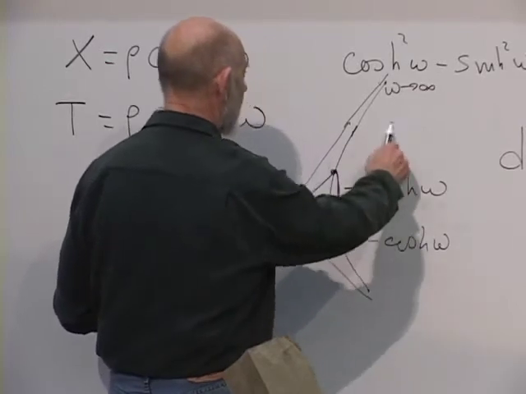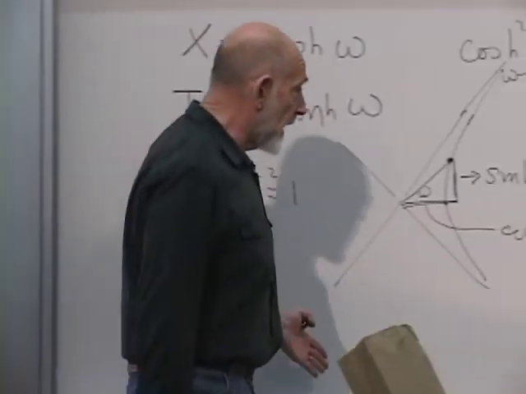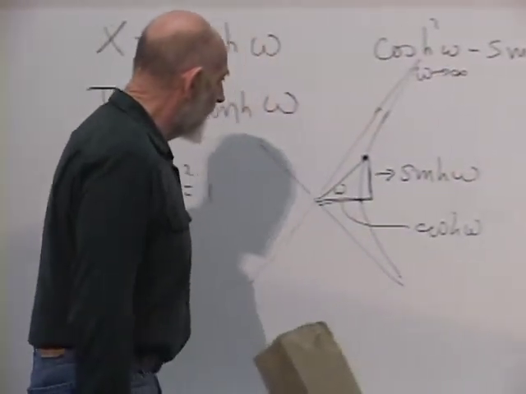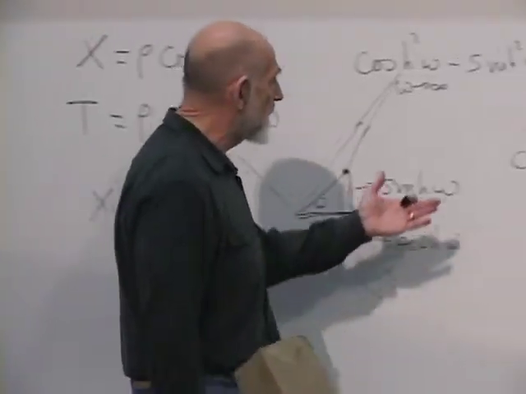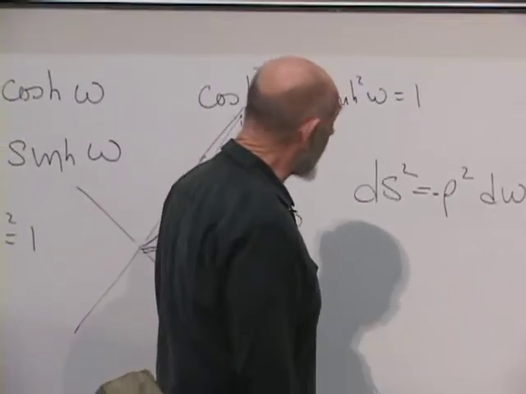Move along these hyperboloids, or hyperbolas. Omega is a kind of time. Rho is a kind of distance. Okay, and that's the metric. ds squared is minus rho squared d omega squared plus the, we haven't worked this out, but it follows in a very similar manner to the way that it did up there.